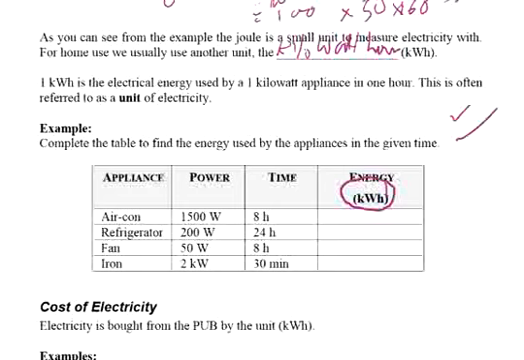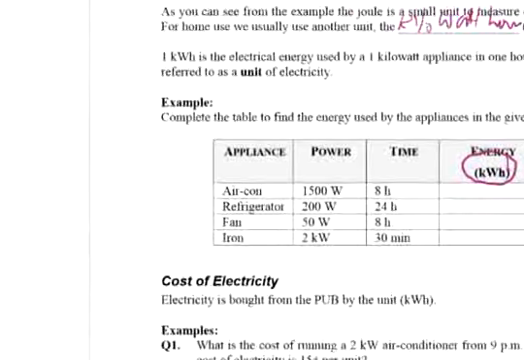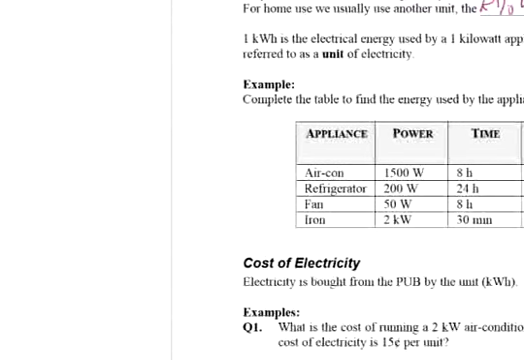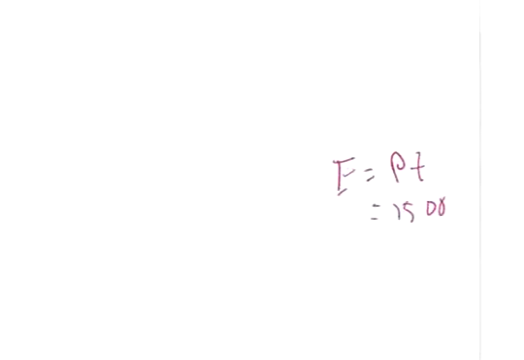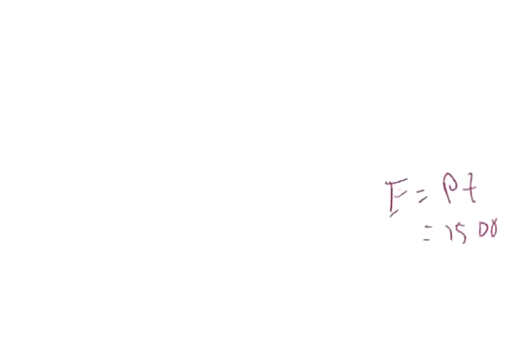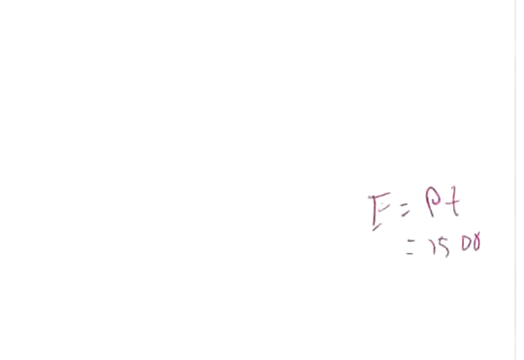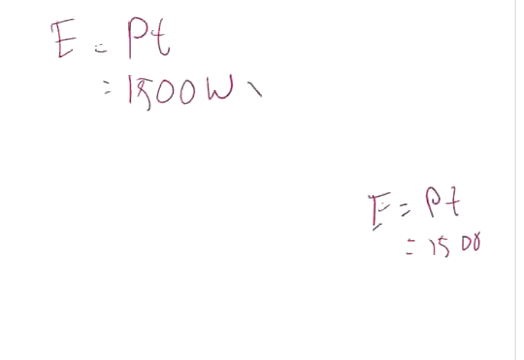Alright, let's take an example. There are a few things here that you need to fill in. For example, I'll give you some example. Let's say the aircon. How much electrical energy in kilowatt hour? Use E is equal to PT. The power is 1500 watt. Let me give you guys a full screen over here. Okay. E is equal to PT. Power 1500 watt times the time is 8 hours.